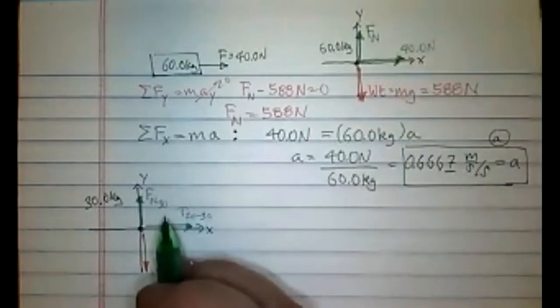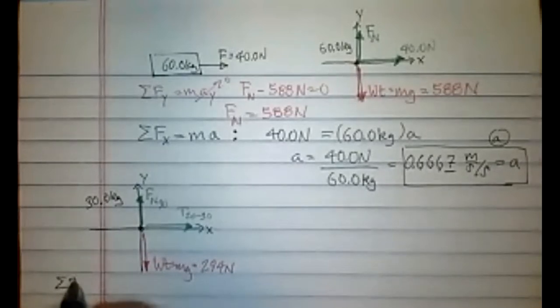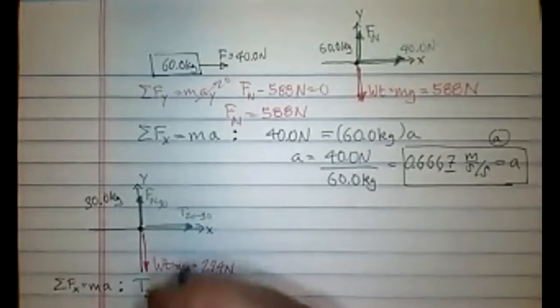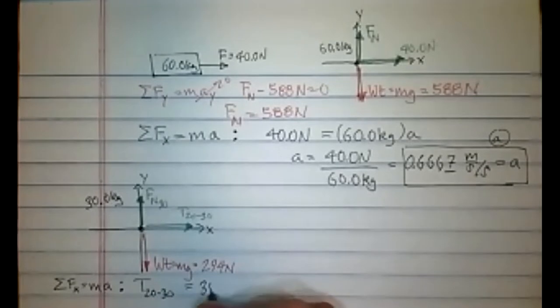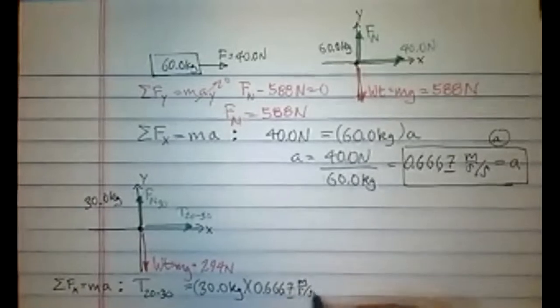The summation of forces in the y direction is just going to give us Fn30 minus 294 is equal to 0, again, because it's not accelerating vertically. But the summation of forces in the x direction, that's helpful. The summation of forces in the x direction equals m times a, and a is the only acceleration, so I need not subscript it. And I'll get T20-30. That's the only force, and it's acting in the positive direction, so I'll leave it as positive. That's equal to 30.0 kilograms times the acceleration, which we found was 0.6667 meters per second every second.